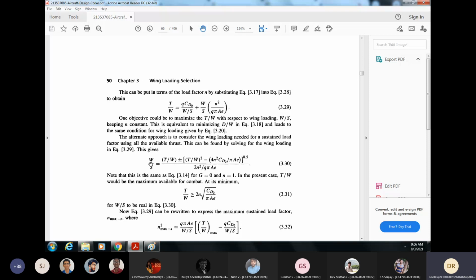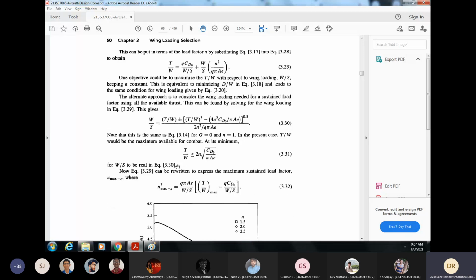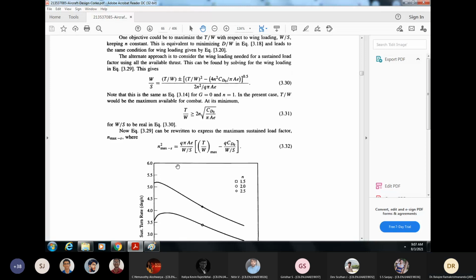Now for this wing loading, you get the same expression except that there's an n term here, 4n squared. These n squared terms are missing in the earlier solution. You get a graph between T by W and W by S. That's what you plotted earlier. So for acceleration or for combat, for sustained turn rate, use the same graph. You just use n is equal to the maximum value you have. So all are now clubbed into one graph. Don't need to worry about it further.